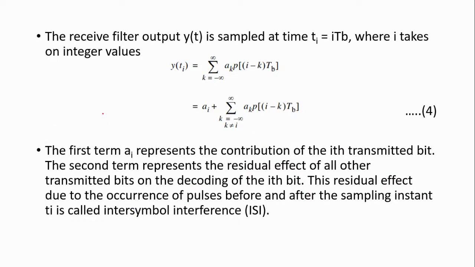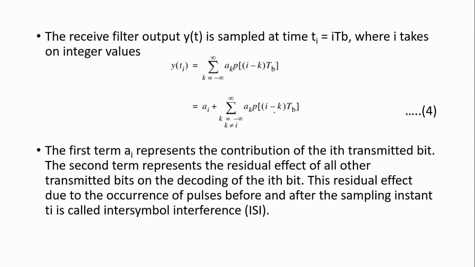And then the receiver filter output y of t is sampled at every ti equal to i tb time period, and y of ti is equal to summation k equal to minus infinity to plus infinity a k into p of i minus k tb. If we expand this equation, we will get y of ti is equal to a i plus summation k equal to minus infinity to plus infinity, k not equal to i, a k p of i minus k into tb.